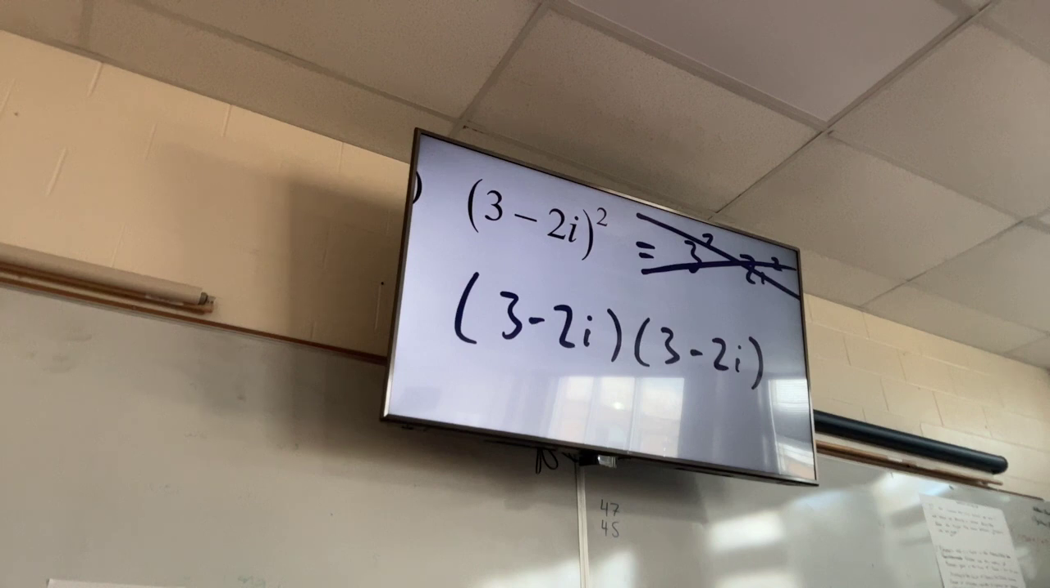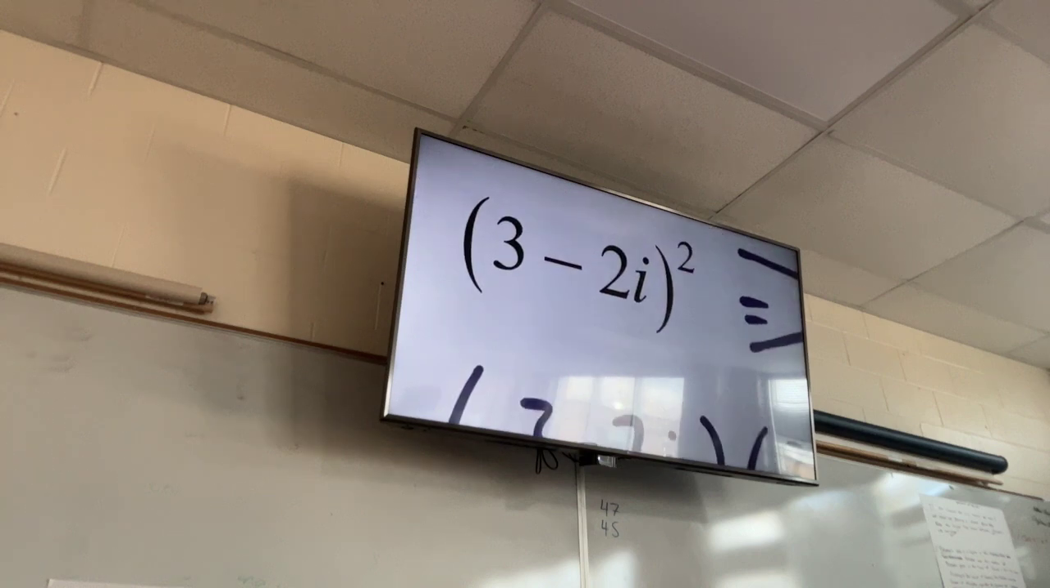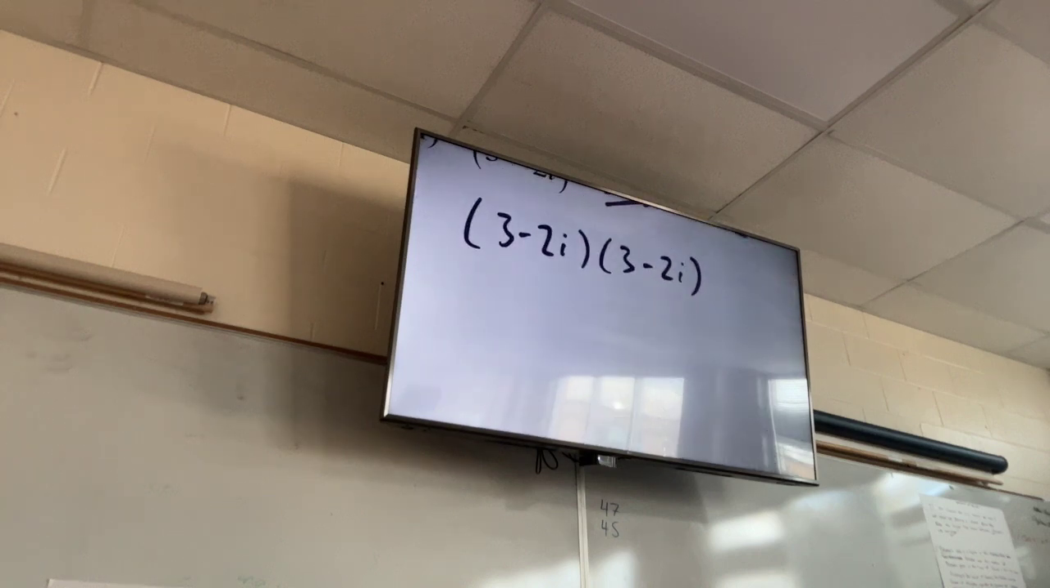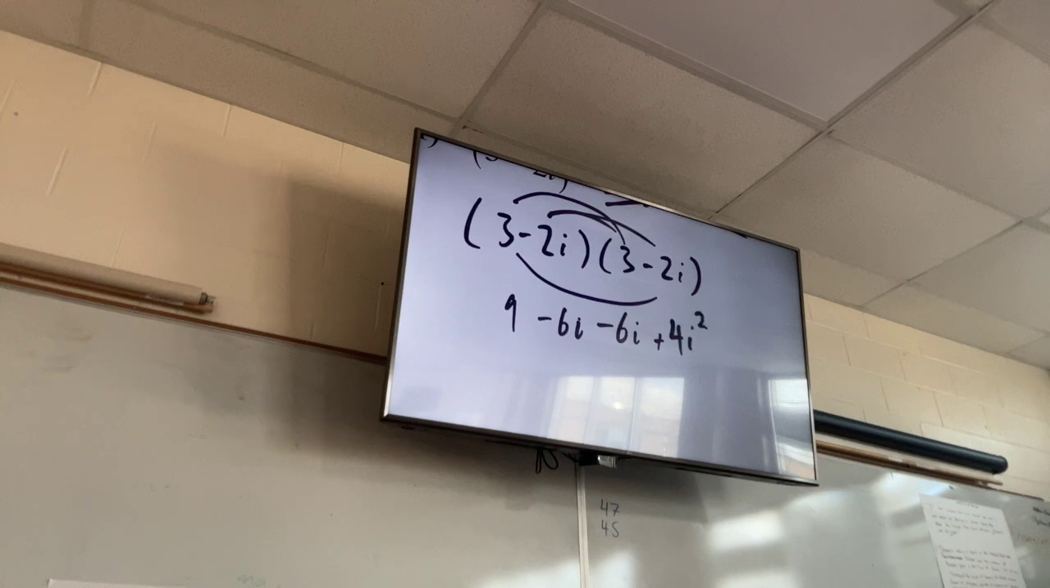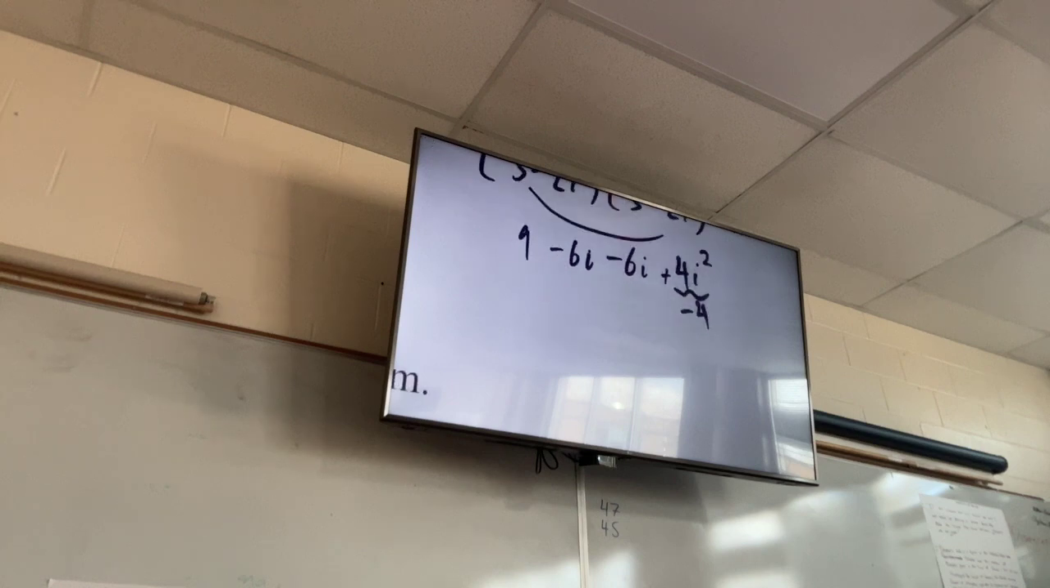You can only distribute exponents when there's a times in the middle, okay? This is not a times sign. This is a minus sign, okay? So we have to FOIL it. 9 minus 6i minus 6i plus 4i squared. That's negative 4, so it's going to be 5 minus 12i.